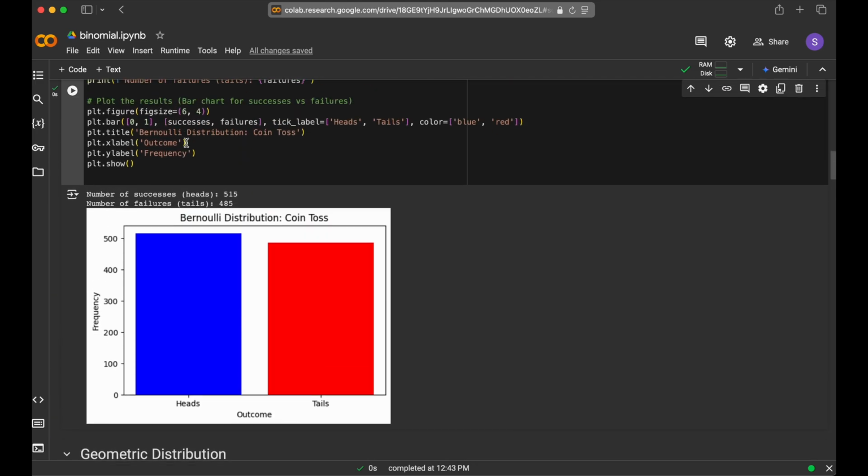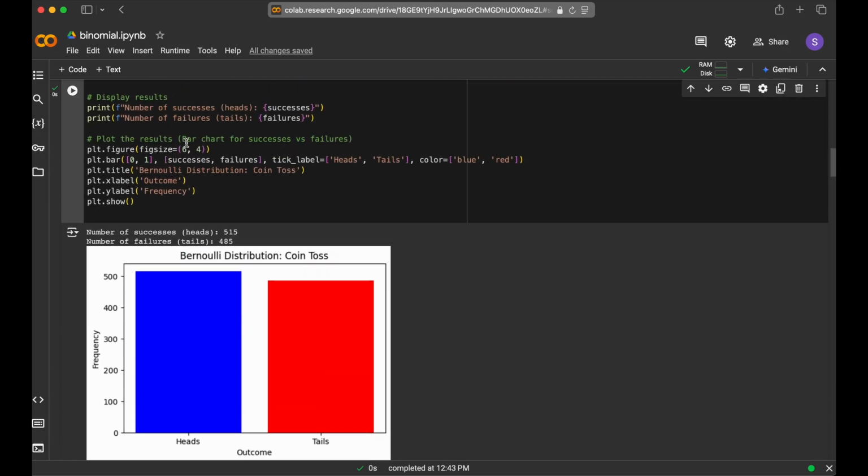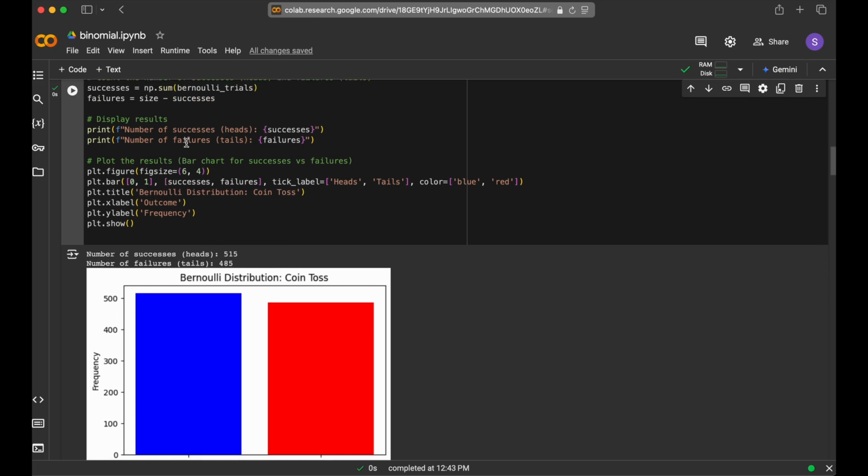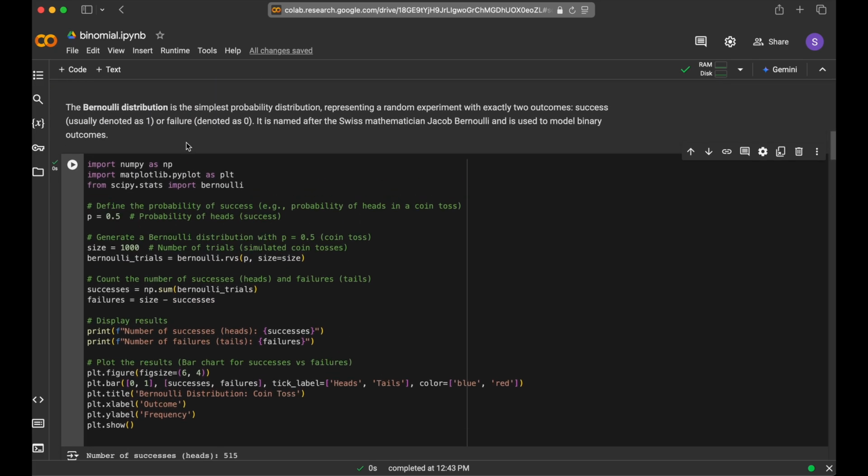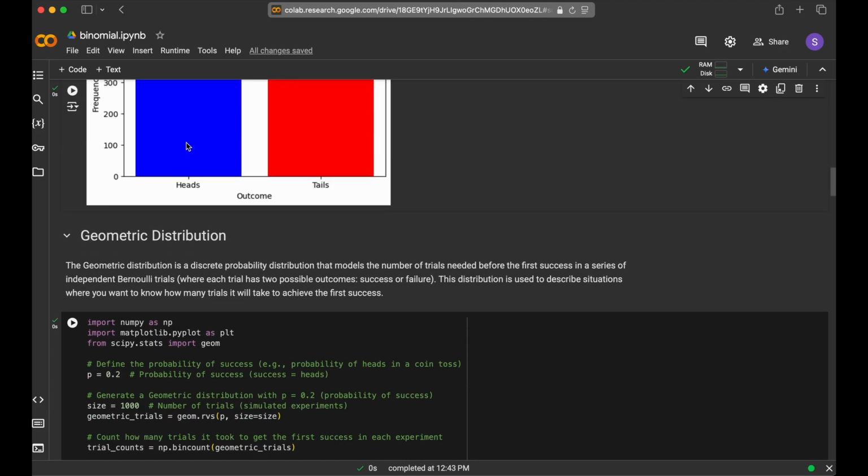We can also use email spam detection as an example. The email detected as spam is the success. The email not detected as spam is a valid email. This is one thing. We also use this Bernoulli distribution in machine learning.